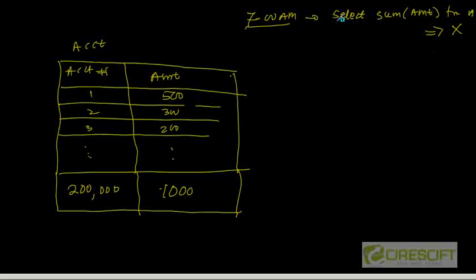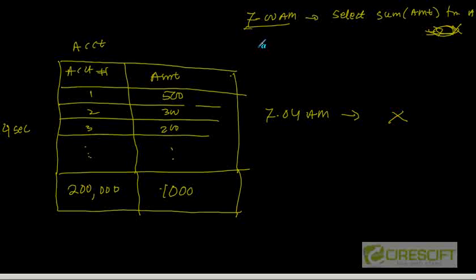Sorry, I made a mistake. At 7 a.m. somebody is going to run this select statement, and since there are 200,000 rows, the select is going to get the value 500, plus 300, plus 200, add them up, and finally give you a number. This query may take a long time because there are 200,000 rows. Let's say the query takes 4 seconds. That means at 7:04 a.m. this will give me a result, and that result will be X.